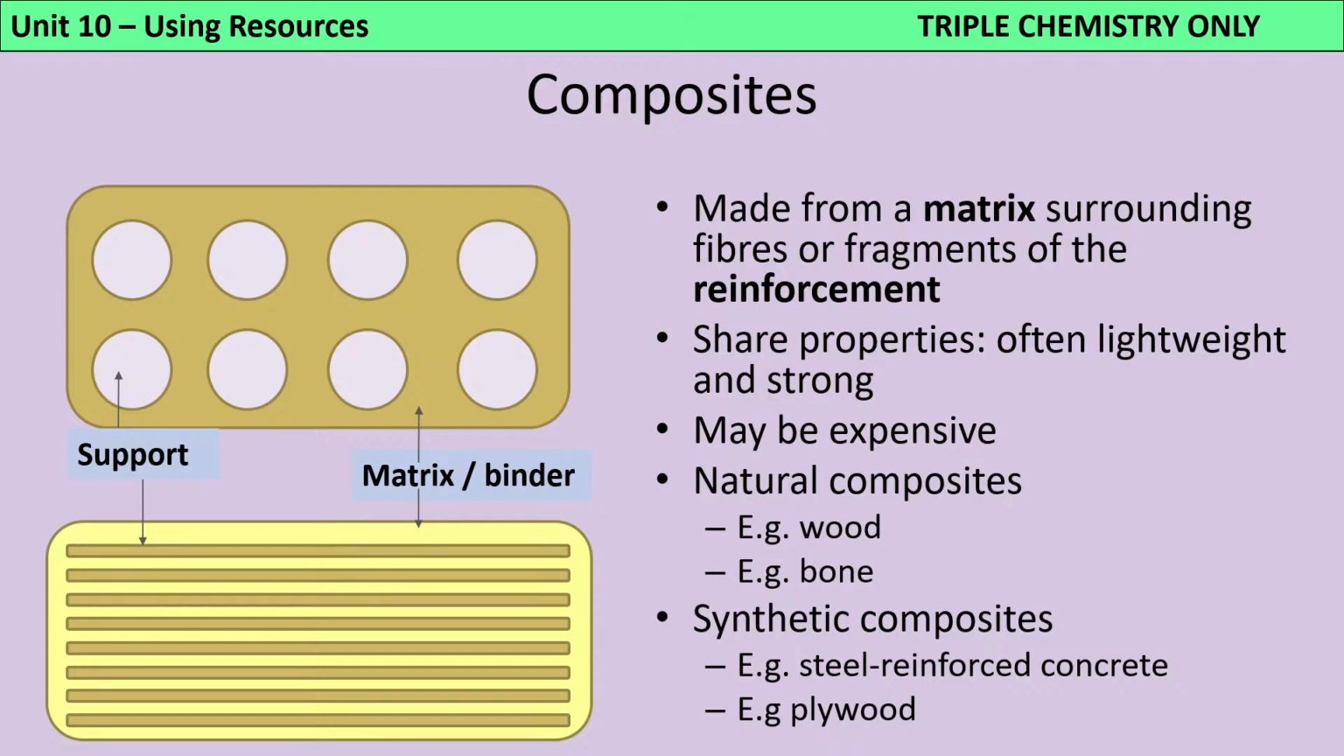Then examples of synthetic ones, so steel reinforced concrete has concrete, which has really good compressive strength, so it resists being squashed, but if you try and bend it, it's fragile, it shatters. So the steel reinforcement has really good tensile strength, which means you can stretch it and bend it, and so it's able to resist that. So steel reinforced concrete is even stronger and better than just regular concrete because it resists being squashed and it resists being stretched even. Plywood is another example, so where you've got very thin layers of wood held together with glue, so the plywood is the reinforcement and the glue is the matrix.